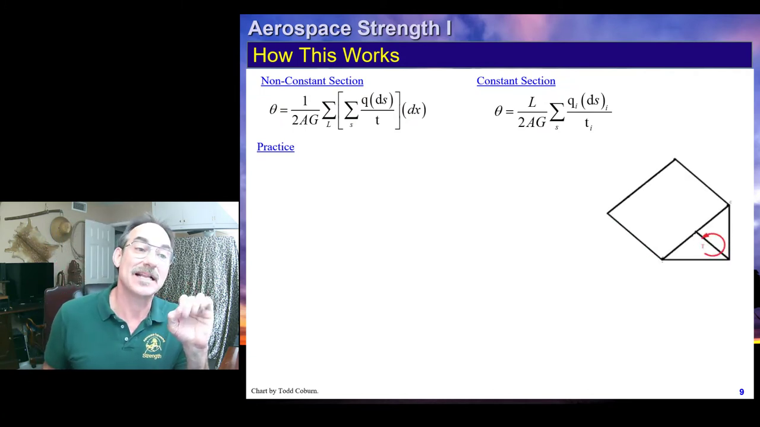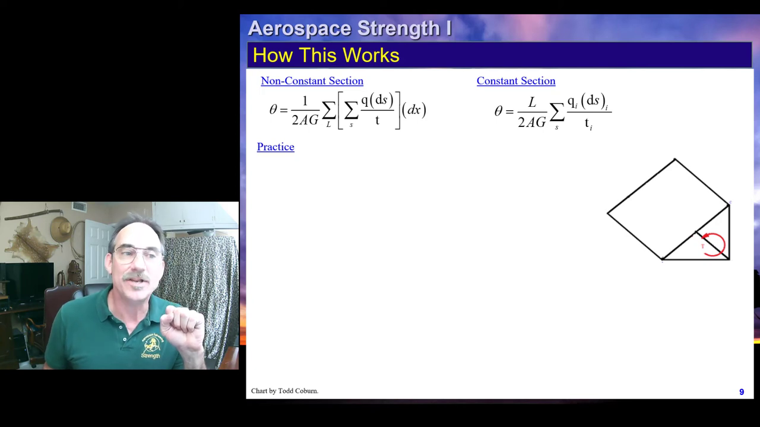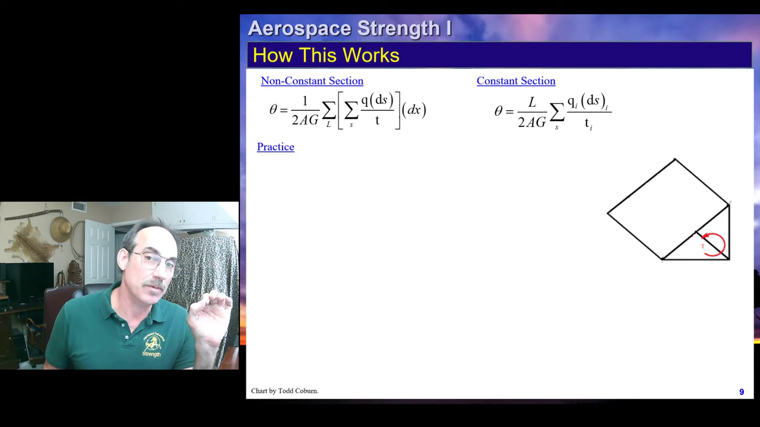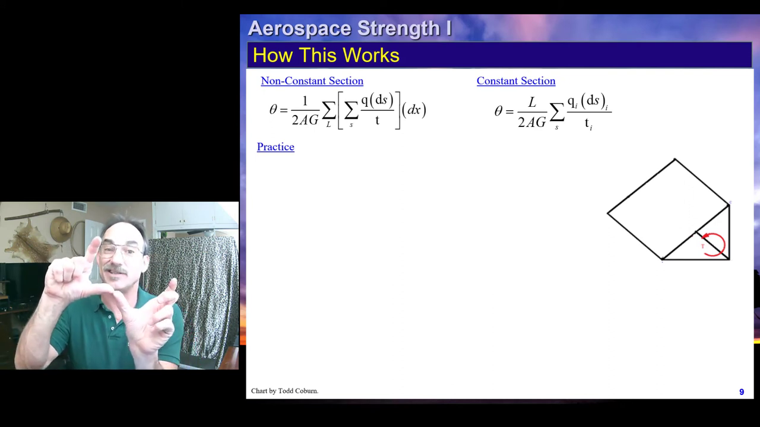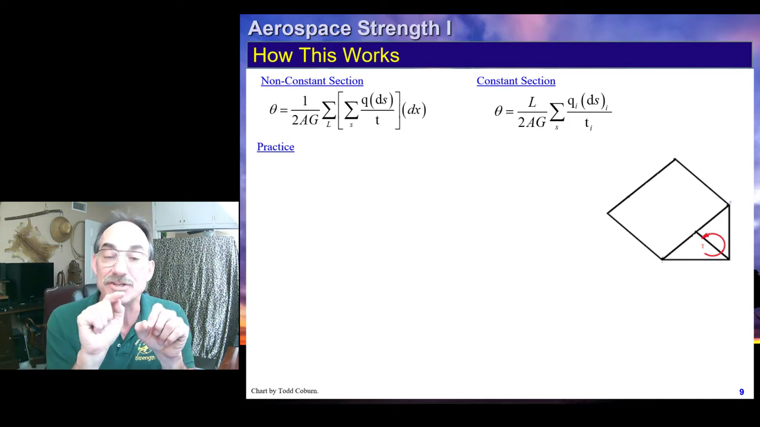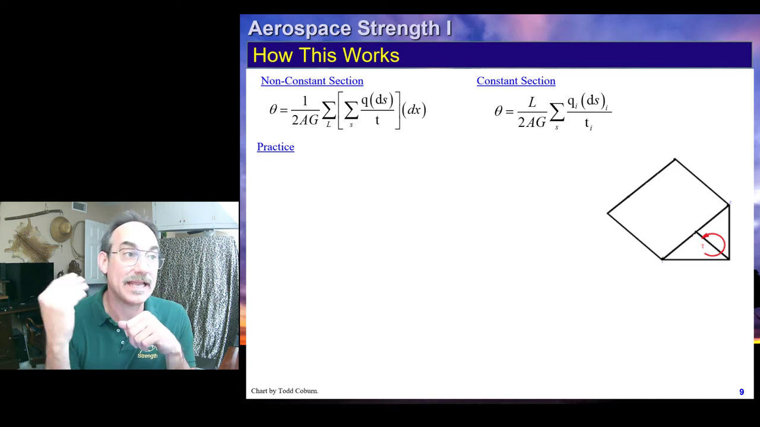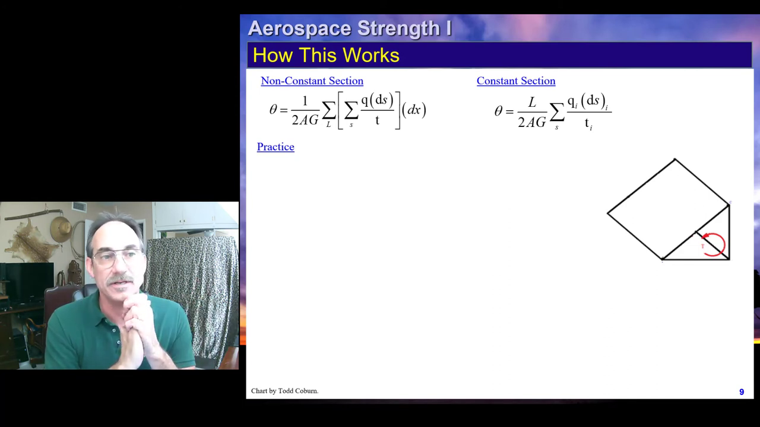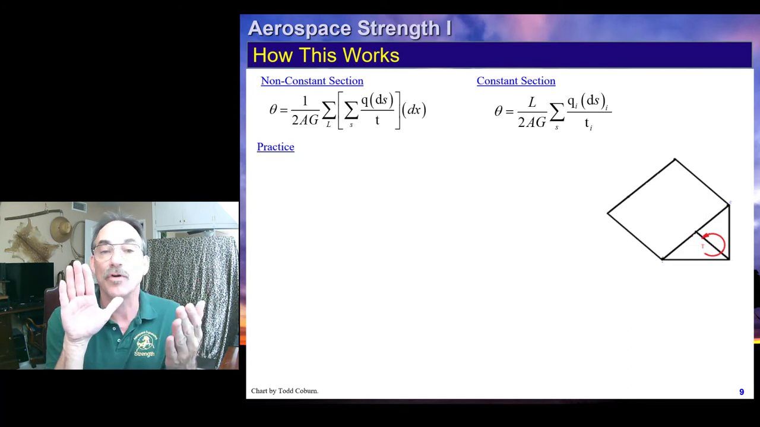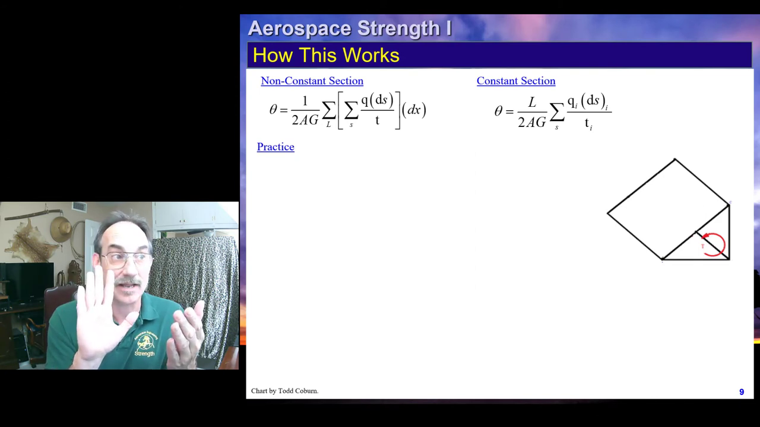If we have this little guy here, all we need to do is say, well, this torque is equal to 2AQ. We solve for Q equals T over 2A, where A is the enclosed area. The enclosed area is this distance times this distance over 2. Calculate the shear flow. Then we can calculate our angle of twist. This is a constant section, so we can use the second equation. We'll just have the length over 2 times the enclosed area times G. We just calculate the enclosed area.